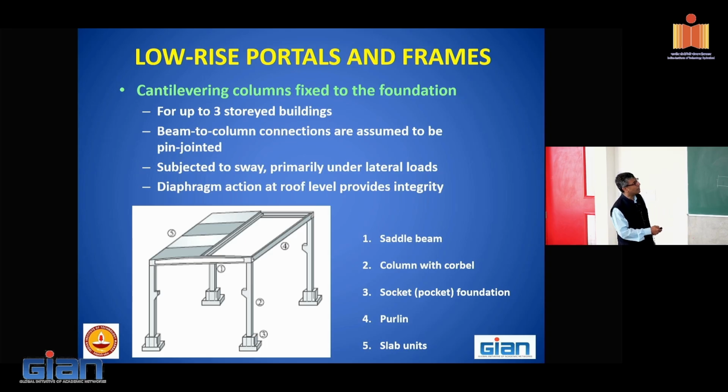These are suitable up to maybe 3-storied buildings. Beam to column connections are assumed to be pin jointed. They are subjected to sway under lateral loads. The diaphragm action is provided at the roof level. That means at the roof, we are trying to make sure that all these columns act together. Hence, over the roofing elements, there should be some structural topping.